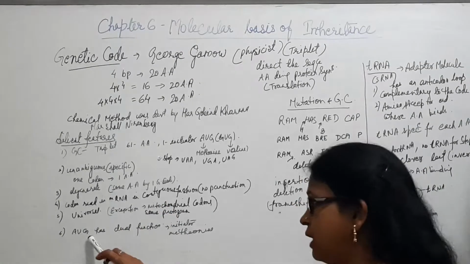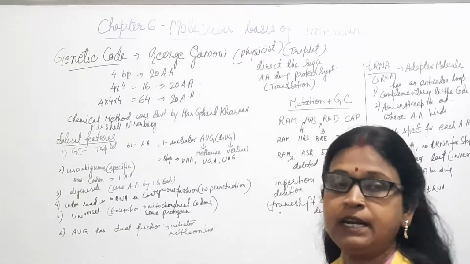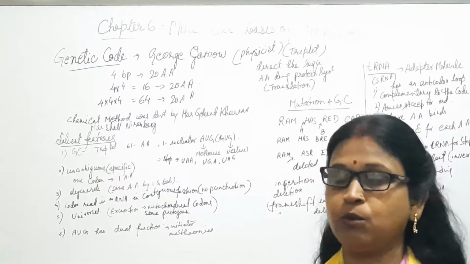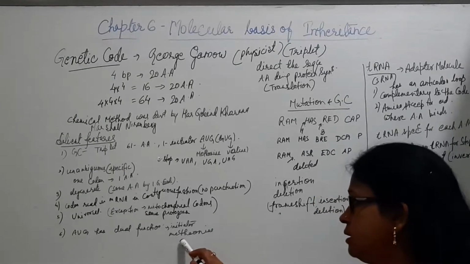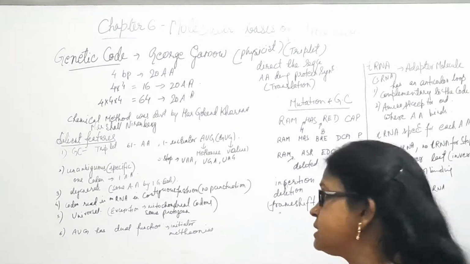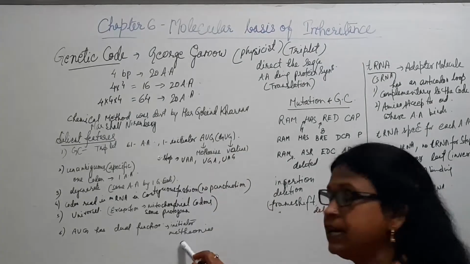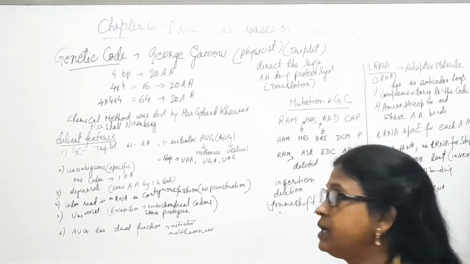Now, the sixth point is AUG has a dual role. That means it is not only acting as the initiator codon, but it is also coding for the amino acid methionine. So it has two functions. First, it acts as the initiator, and second, it will code for the amino acid methionine.